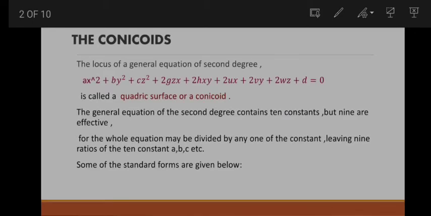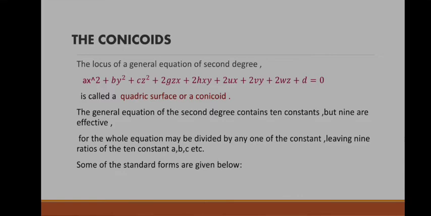Here are the conicoids. What do you mean by conicoids? Conicoids are those surfaces, the sections of which by planes parallel to the coordinate planes are conics. Here the locus of the general equation of the second degree is given: ax² + by² + cz² + 2gzx + 2hxy + 2ux + 2vy + 2wz + d = 0. This is the equation of second degree, so it is called a quadratic surface or conicoid.